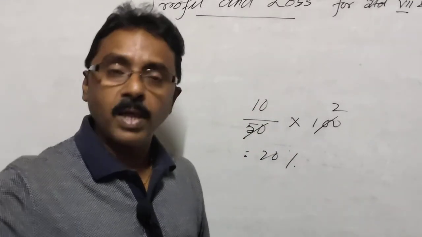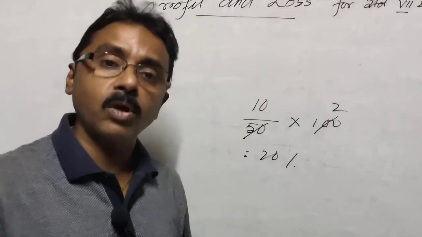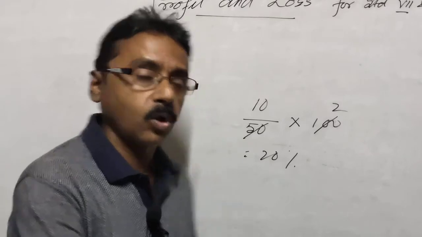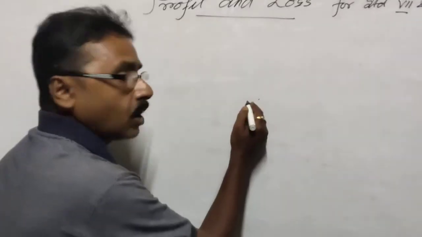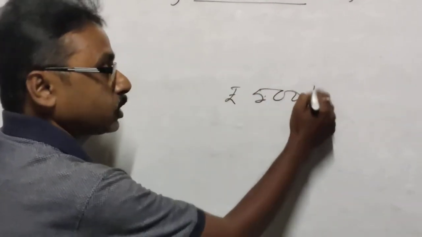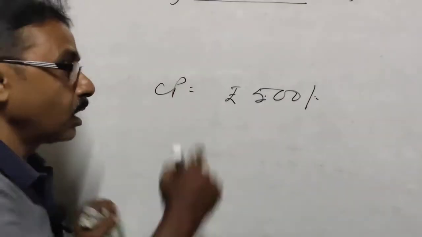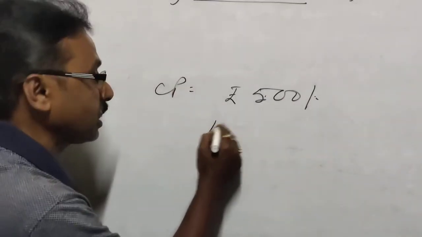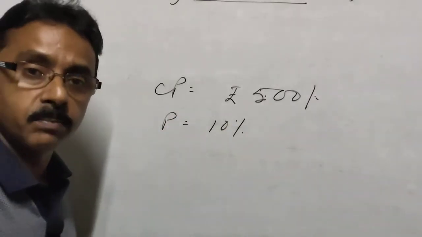Now if the cost price is given, then directly on that cost price you will find out the loss or profit. Suppose the cost price of an article is rupees 500. Now you need to find out the selling price where the profit percent is 10. So 10% is the profit. You need to find out the selling price.